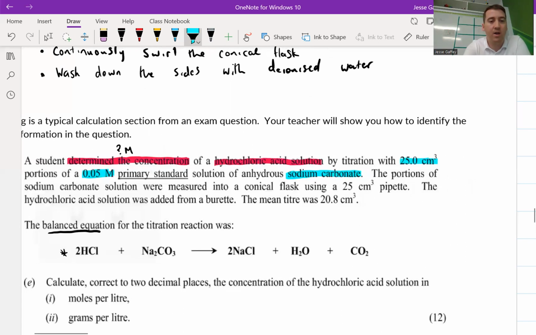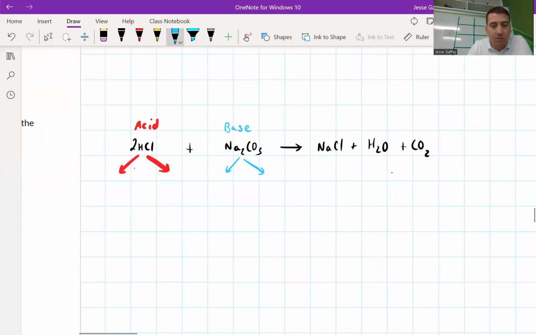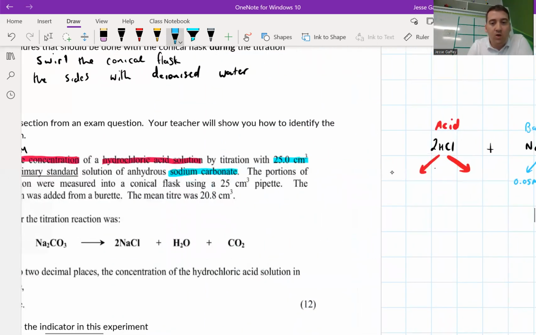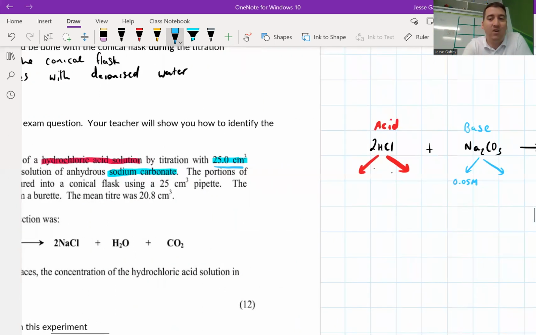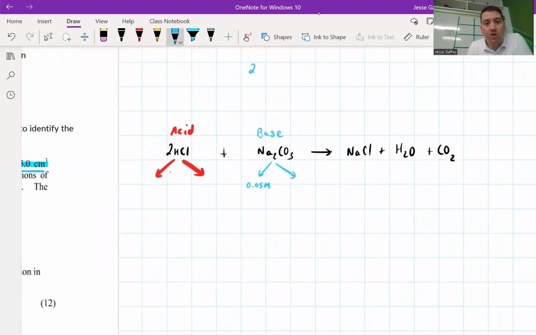All right, so now that I know that, we're going to fill that information in on the base. Okay, so I know the concentration was 0.05 molar. So I'm going to write that down here. Base was 0.05 M. And the volume were 25 centimeter cube portions. Now, I know that titration calculations are always better if you have the volume measurements in liters. So I'm going to do a little bit of rough work here at the top to turn 25 cm cubed into liters.